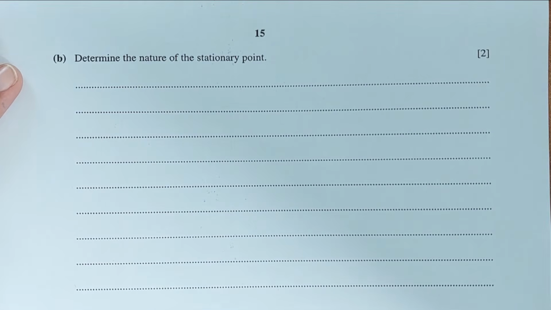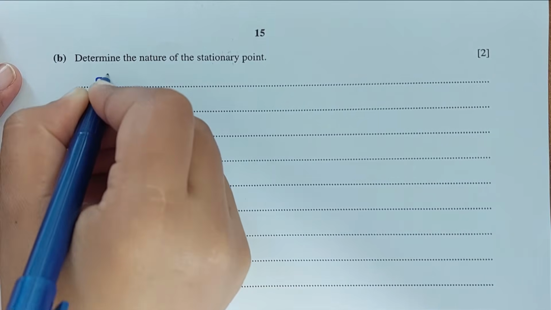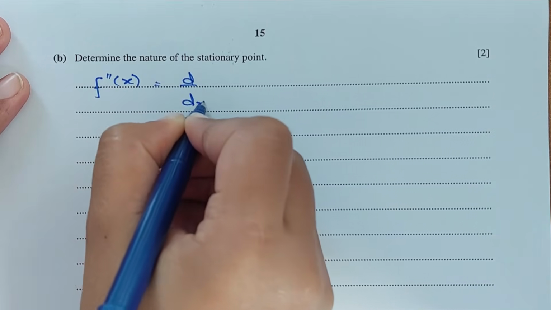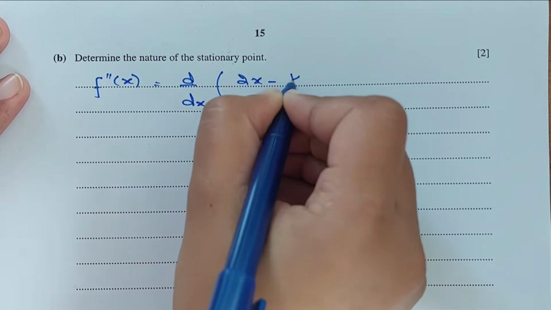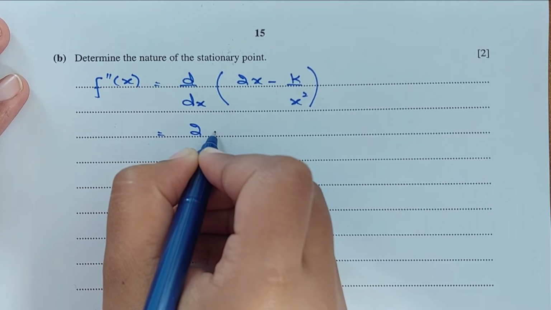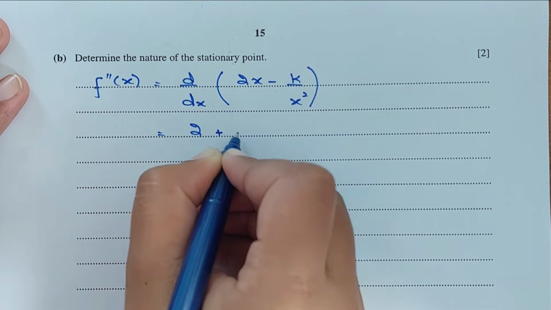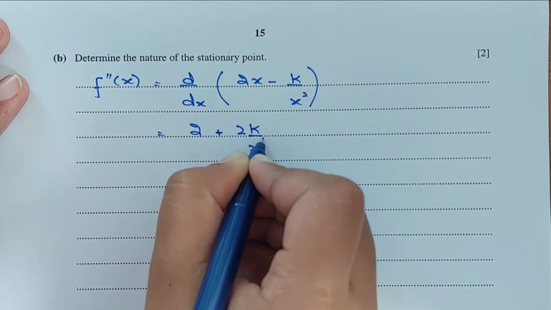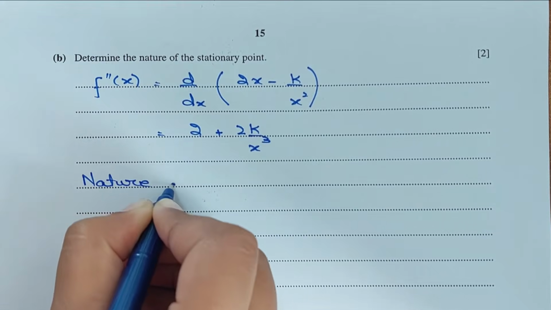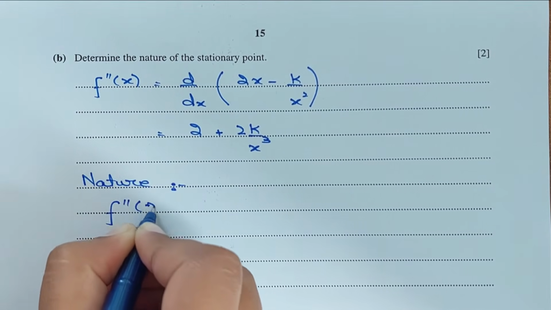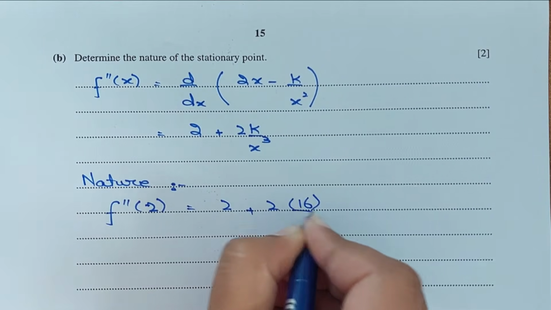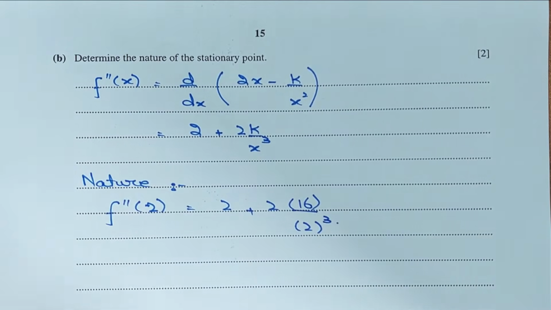Now for part B, determine the nature of the stationary point. For the nature of the stationary point, we have to find the second derivative of the curve. So we differentiate d by dx of 2x minus k over x squared. Its derivative is 2 plus 2k over x cubed. Now for the nature, we have to find f double prime at x equals 2. So 2 plus 2 times the k value 16 over 2 cubed. Let me simplify.